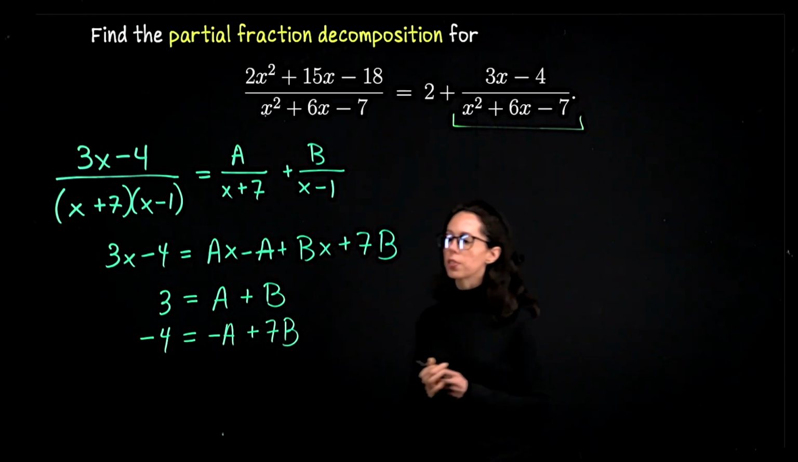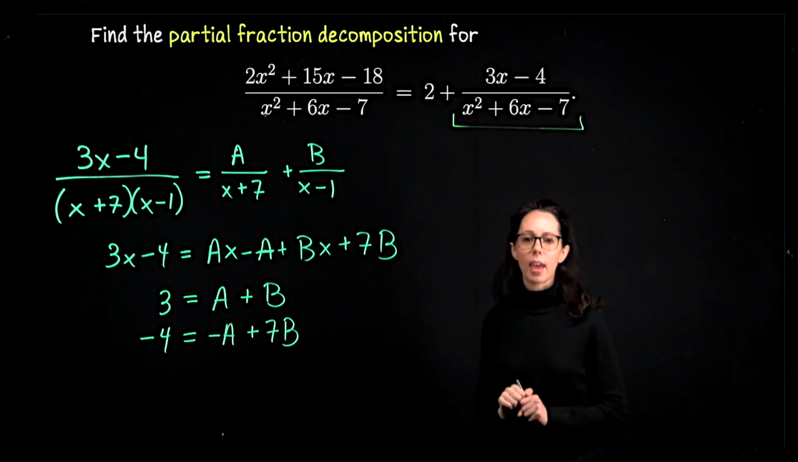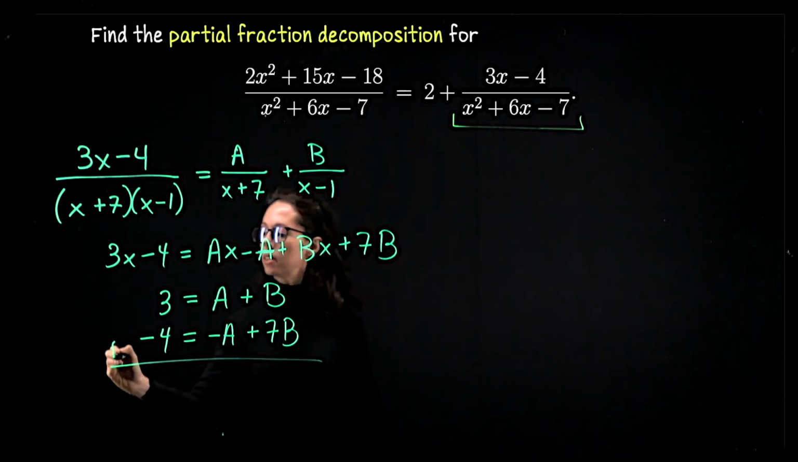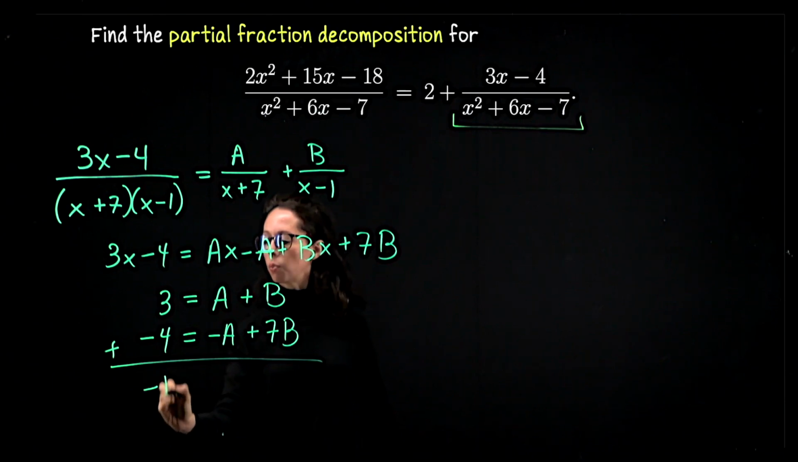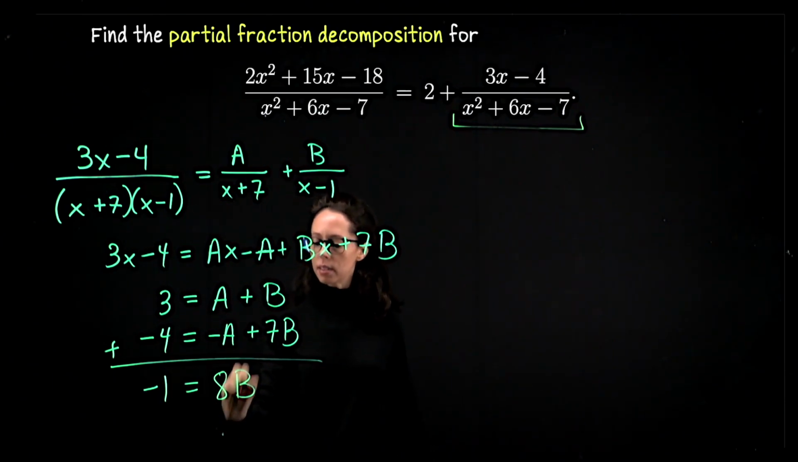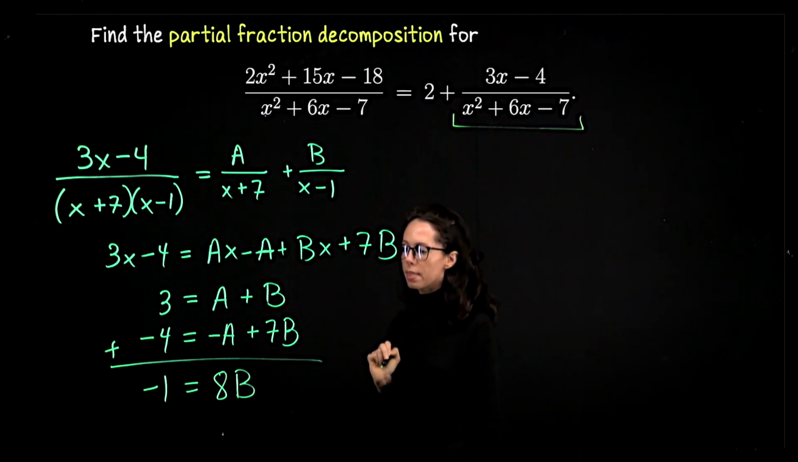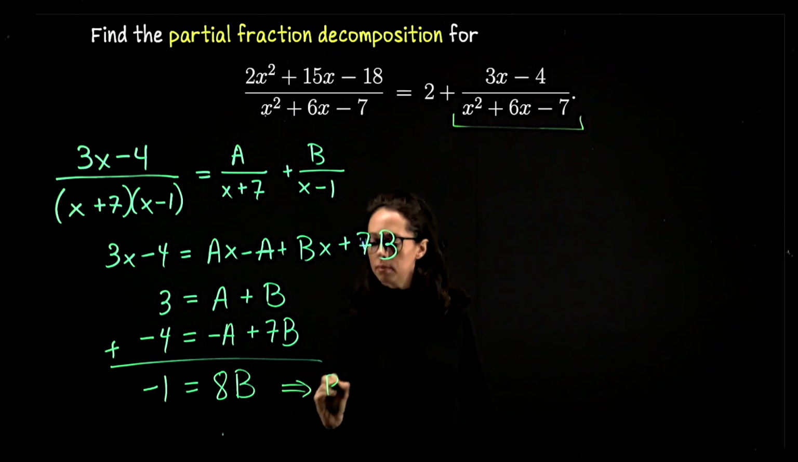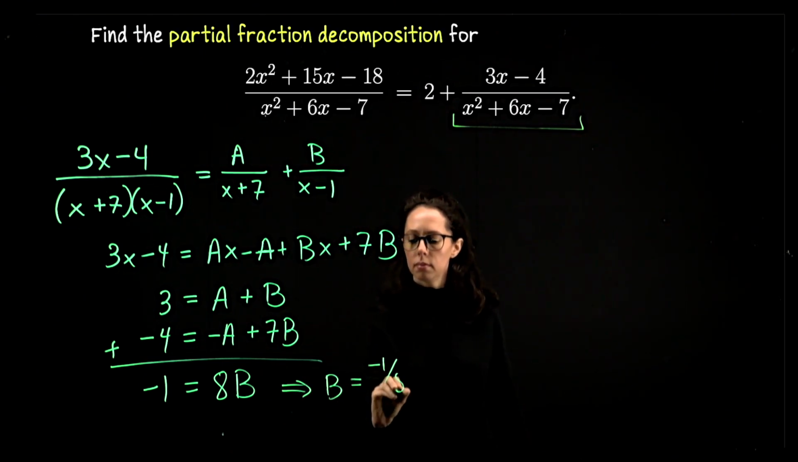Okay, so that's 2 equations for 2 unknowns. If we add them together, the a's will cancel out right away. So if I add these 2 equations, on the left we have negative 1. A's cancel, and we're left with 8b on the right. That tells us that b is negative 1 over 8.